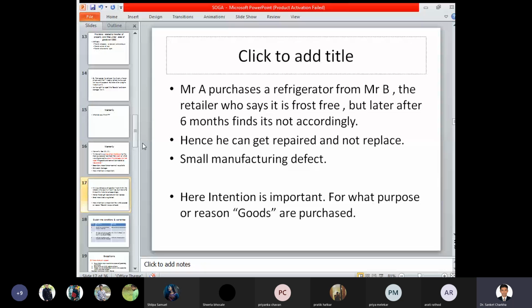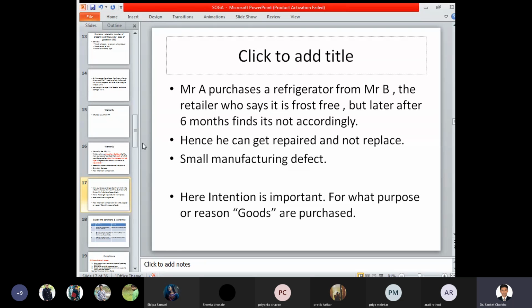So at this stage, what happened? The stipulation here, in your condition or the refrigerator that you have purchased, you have not mentioned specifically what the main purpose of your contract is. You have purchased this refrigerator to freeze any commodity that you can store at that place. So here, frost free was a collateral purpose to this contract.